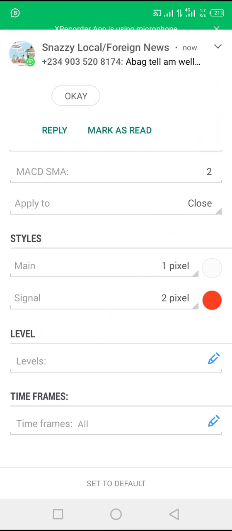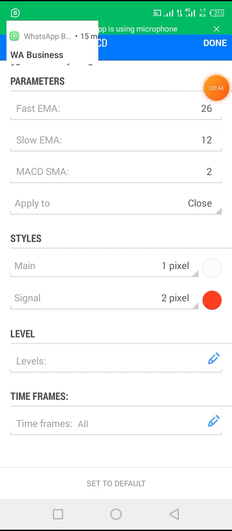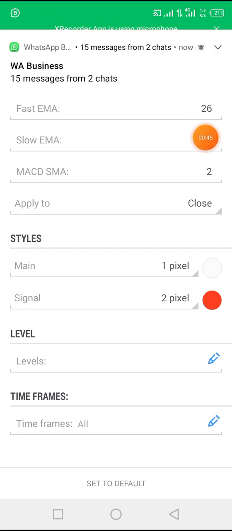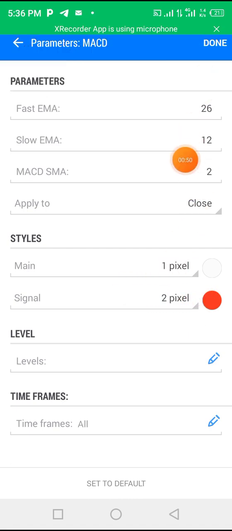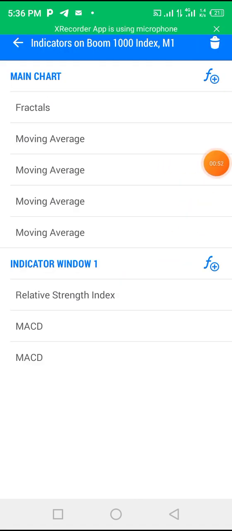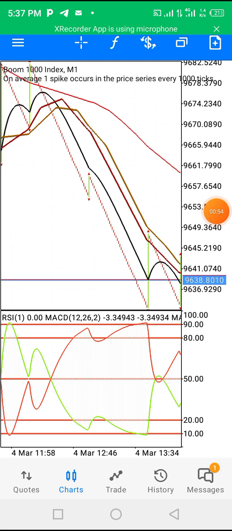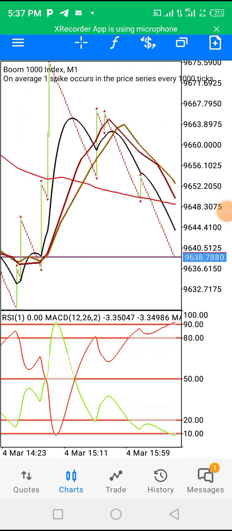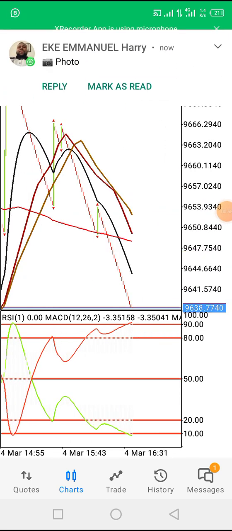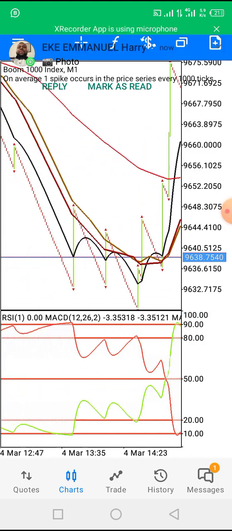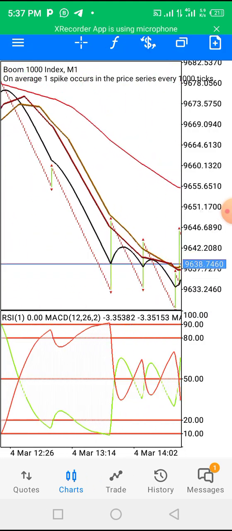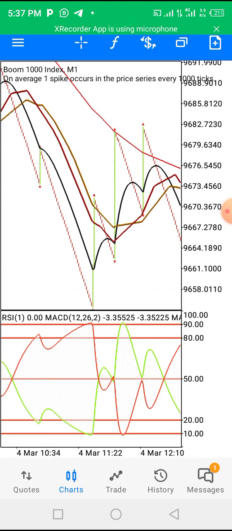The other one was 12.26, and this one is now 26.12. You change the color here and you click on done up there. So once you finish your setup, it will look exactly the way you see it. Now we are expecting a spike to happen. So how do we catch a spike with it?